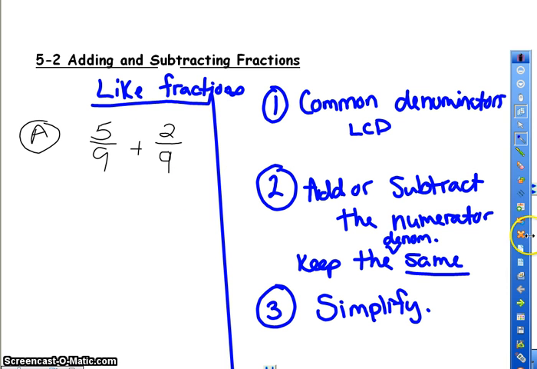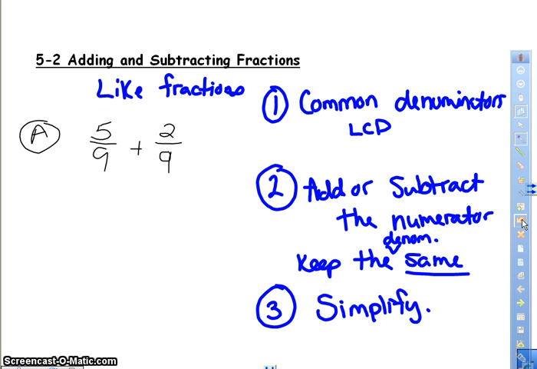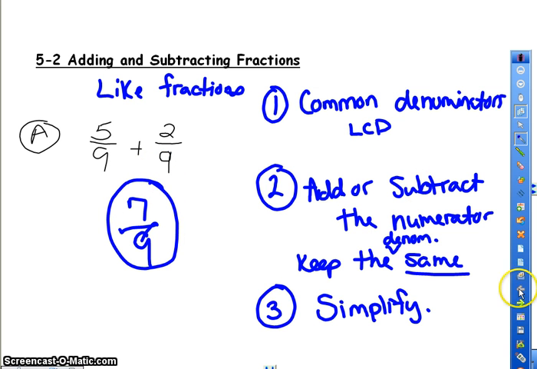When I have like fractions, you're just going to add or subtract the numerators because I already have the same whole. So I have 5 plus 2, which is 7. And my denominator is a 9. It's 7/9, and that's my answer. That's all I have to do. I can't simplify it, so that's my solution, 7/9.